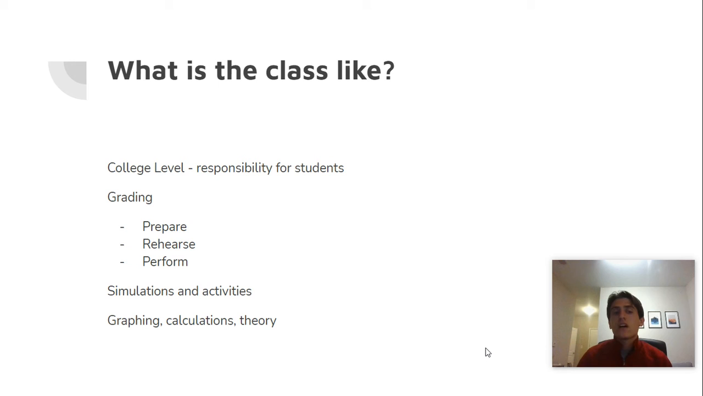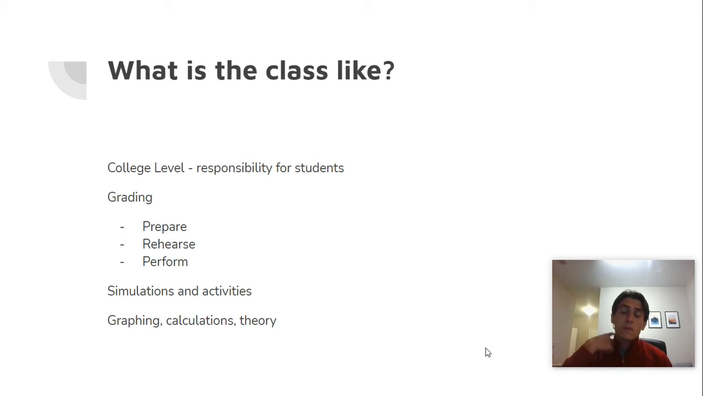What is the class like? First off, it's college level. That means that there's going to be extra responsibility on students to take care of their own learning. So that will mean making sure they're doing the reading at home, making sure they're doing the homework and problem sets on time, and then asking for help if they need it when it comes to studying.